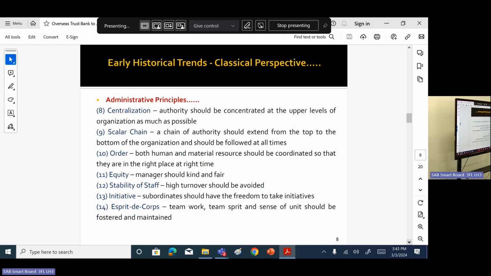Then scalar chain or scalar principle. All the chain of authority in an organization should be distributed from top level to the lowest level, and people should perform or report from lowest to the top level. That's the whole hierarchy. But the unity of command should be identified in 2 immediate nodes in the hierarchy chain. This is about the whole chain.